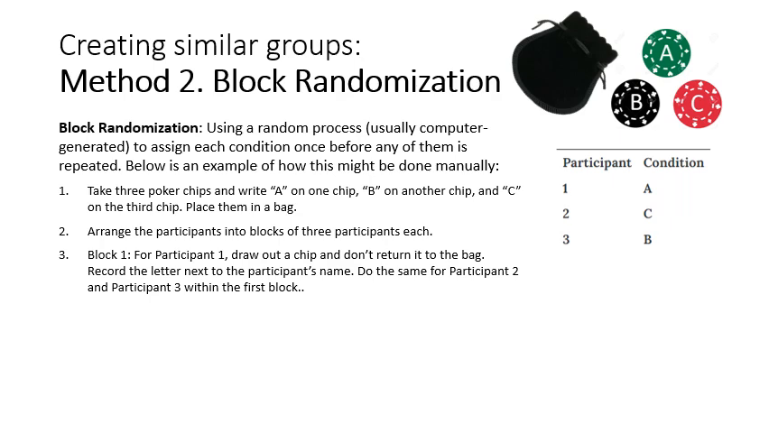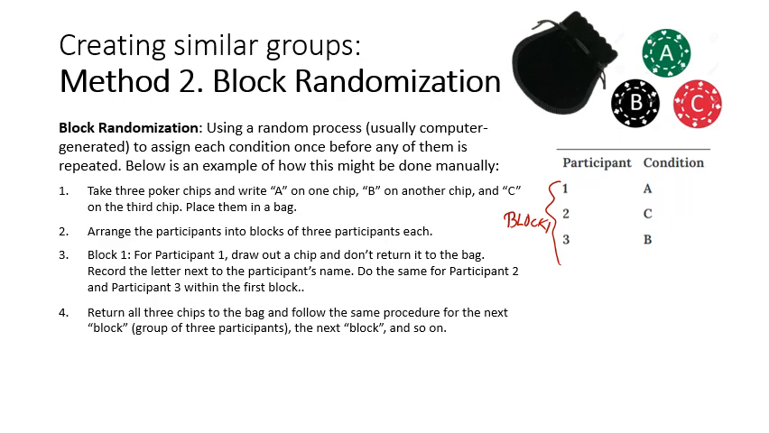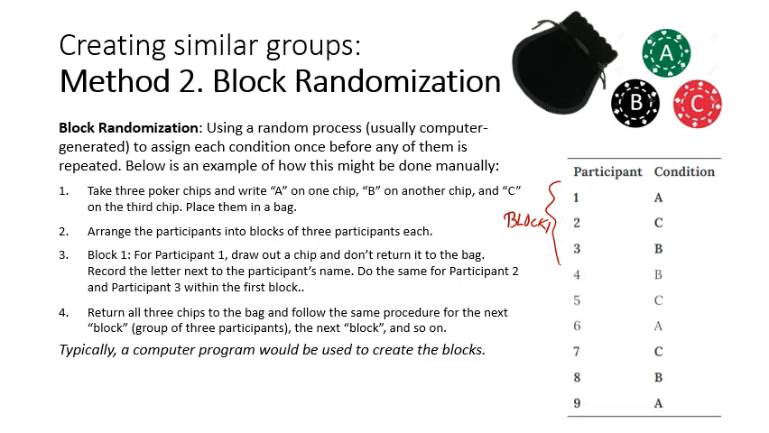And so this is block 1. If you continue this process, you put all the chips back in the bag and do the same process over again for each block that you have. And so you would end up with something that looks like this. Here would be block 1. Block 2 would be here. You can see that the chips were drawn out B, then C, then A. Block 3 is here, and you can see the chips that were drawn out were C, and then B, and then A. And you'd continue that till everyone is assigned.